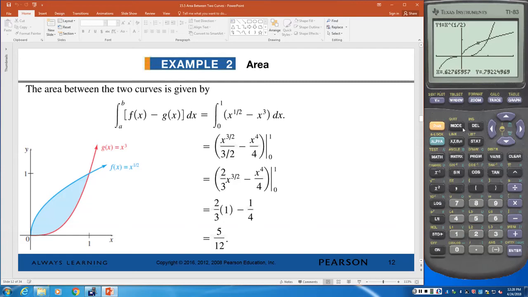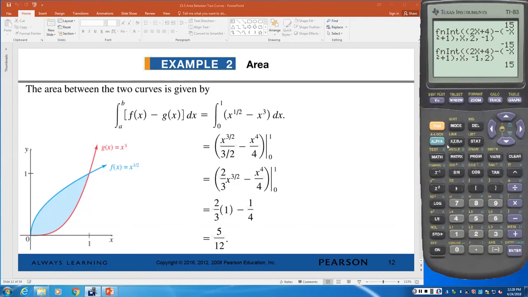If you do it on your calculator, you can go to your home screen and basically do function integral math. And you can either type in the two functions, which I did last time, or since we've already stored them and you know how to find this, it's just as easy to type in vars over to y vars function y1 minus vars over to y vars function y2 with respect to x from x equals 0 to x equals 1. Close your parentheses. And it has to think about it for a minute. And it comes up with that.